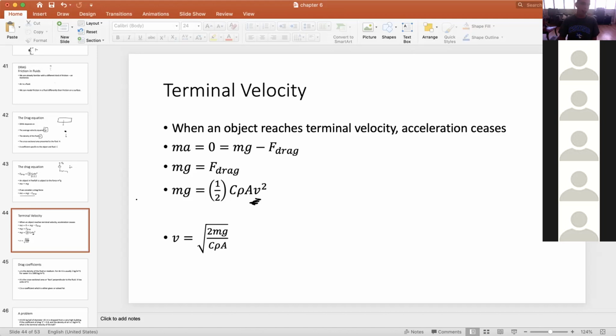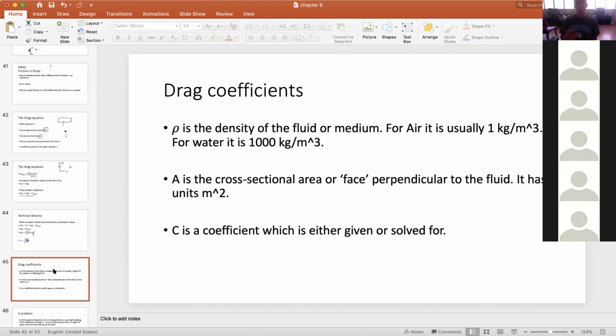So let's talk about these coefficients before we find a terminal velocity. Density is how much mass per volume. For air, it's like 1 kilogram per meter cubed. For water, it's 1,000 kilograms per meter cubed. That means there's 1 kilogram of air in every cubic meter, and there's 1,000 kilograms of water in every cubic meter of water.